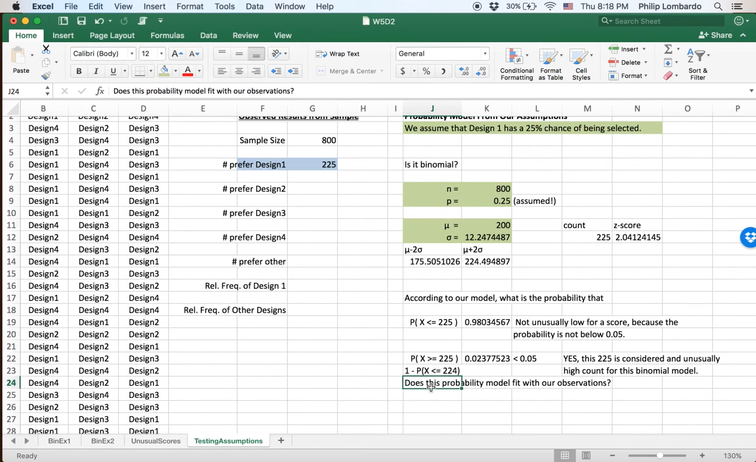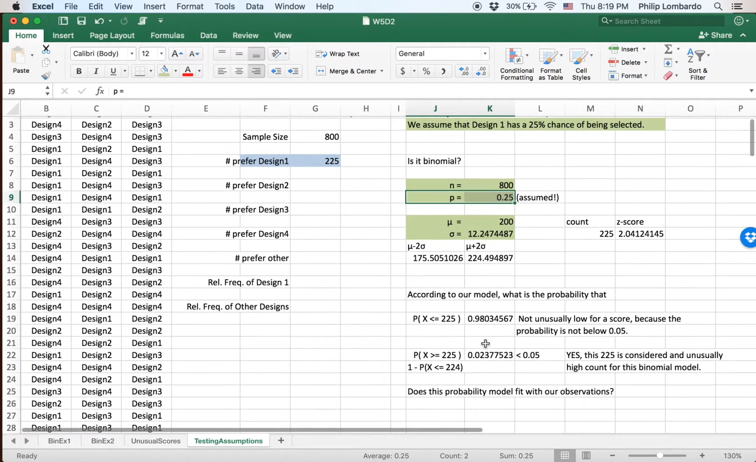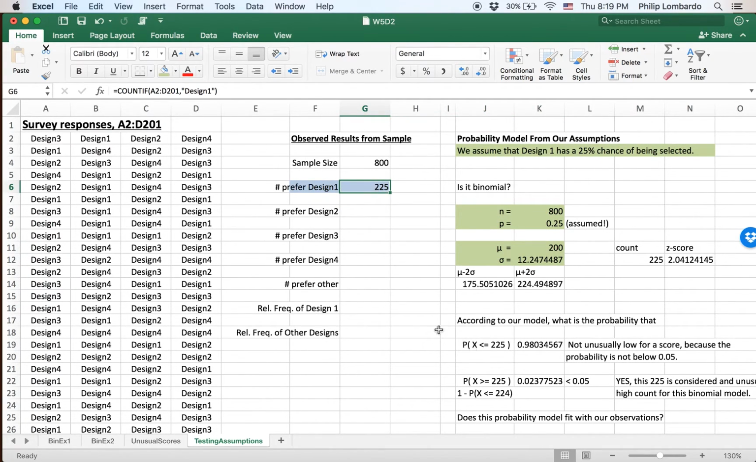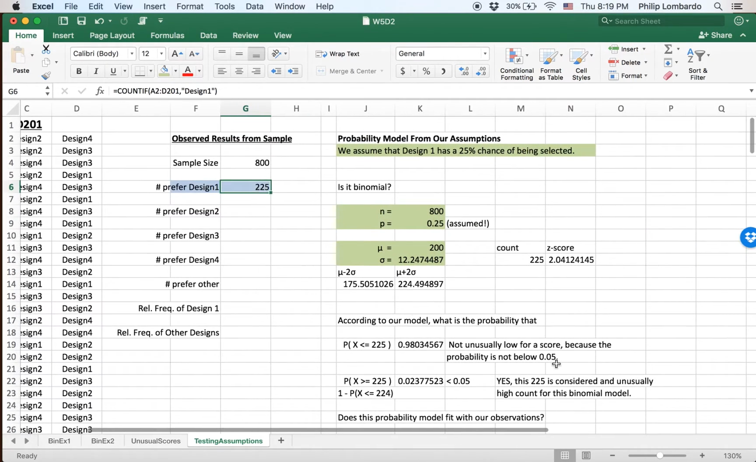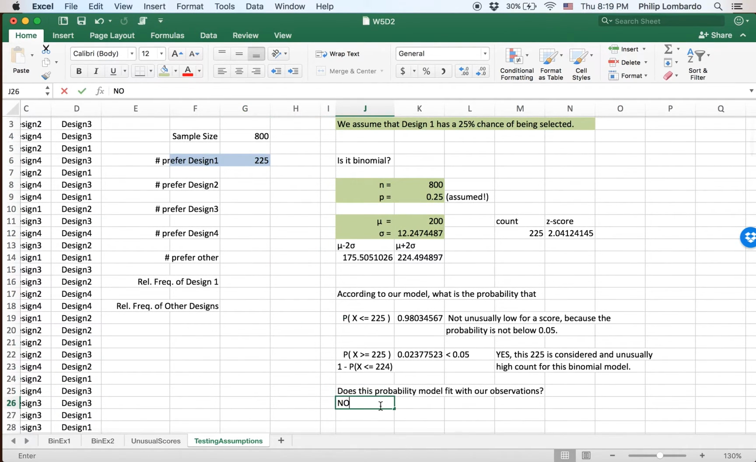Okay? So here's the fundamental question. Does the probability model that we create by taking our friend's word for it that there's no preference between these designs, which led to this particular probability value of 0.25, fit with our observations when we actually went out, collected a survey, and looked at a count of how many people preferred design 1 in this example? And the answer is no. And we have 3 reasons why.